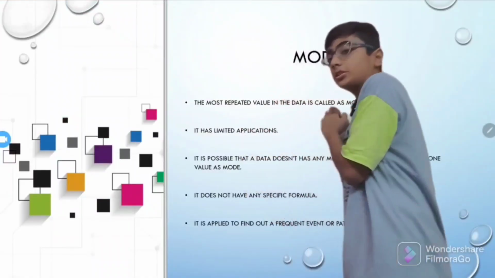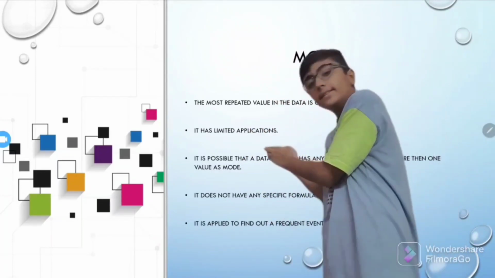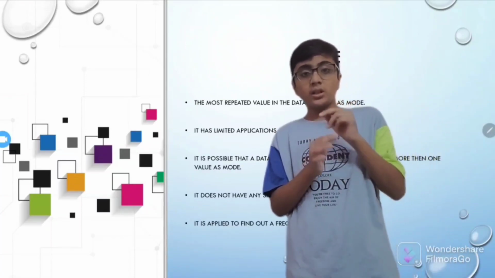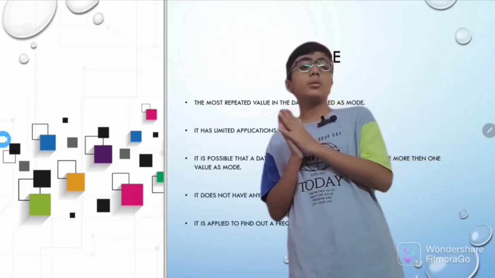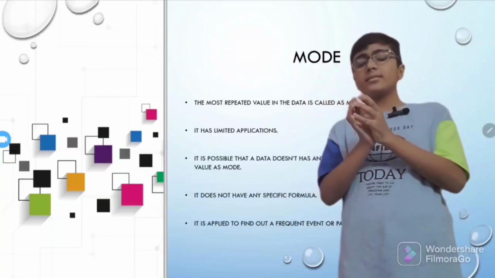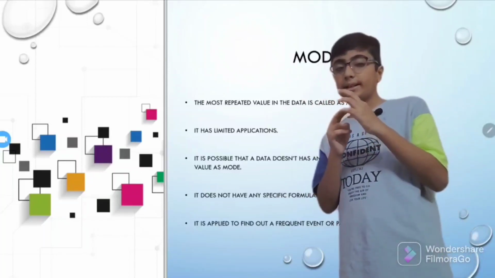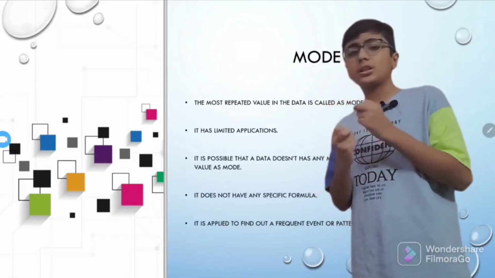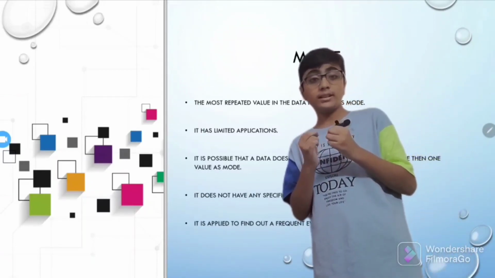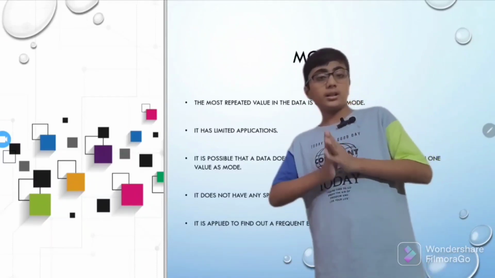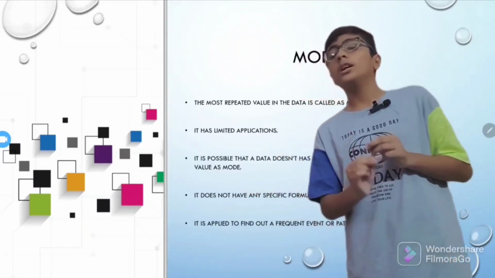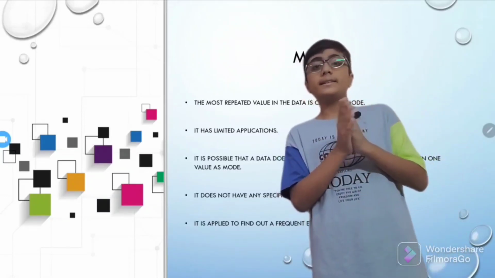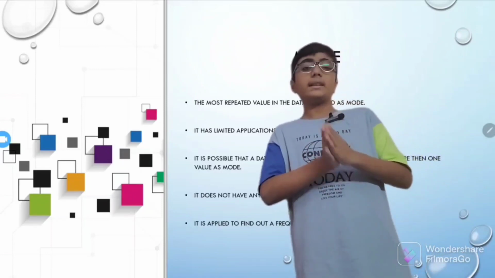Here comes the third measure of central tendency, mode, which is the most frequent value in the data. It is applied to check if there are frequent events or patterns in our data, and it is also the only measure that may be found in the data.